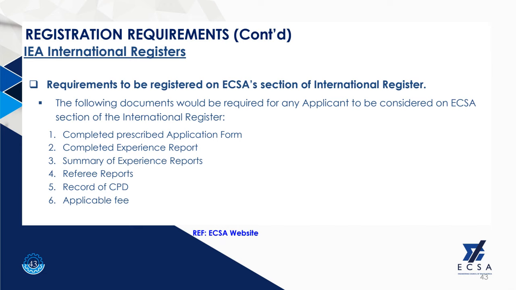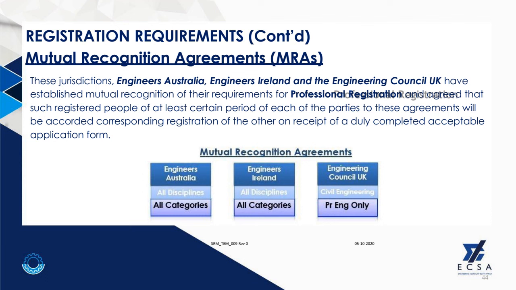Over and above the International Engineering Alliance, ECSA entered into what you call mutual recognition agreements with other signatories. For example, they have mutual agreements with Engineers Australia, Engineers Ireland, and the Engineering Council UK, in which they recognize each other's professional registration. So if you are registered in one of these jurisdictions, they recognize each other, such that people who have been registered for a certain period in one of the parties to these agreements will be accorded corresponding registration in another on receipt of a duly completed acceptable application form.